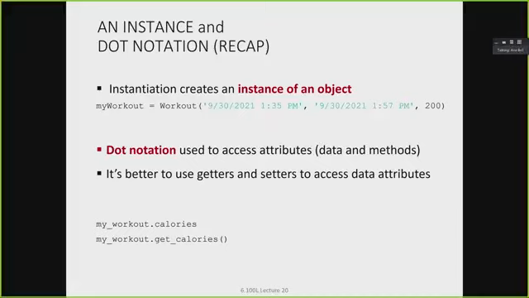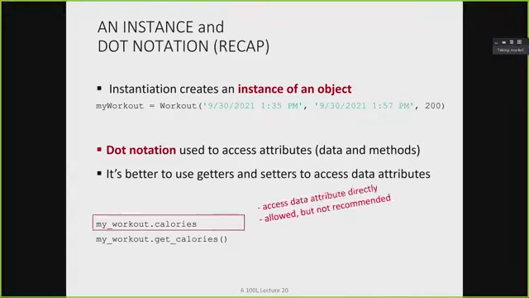Okay. So we saw how to create an instance of an object, and we can create a whole bunch of workouts that we then store, right? And then we can use dot notation to access all of these attributes, right? So we can either access attributes directly, or we can access methods. We already know this. Last lecture, I said that you can use dot notation to access data attributes. So here we're accessing the calories value, right? And that's fine. But what's preferred is to use the getter methods, right?